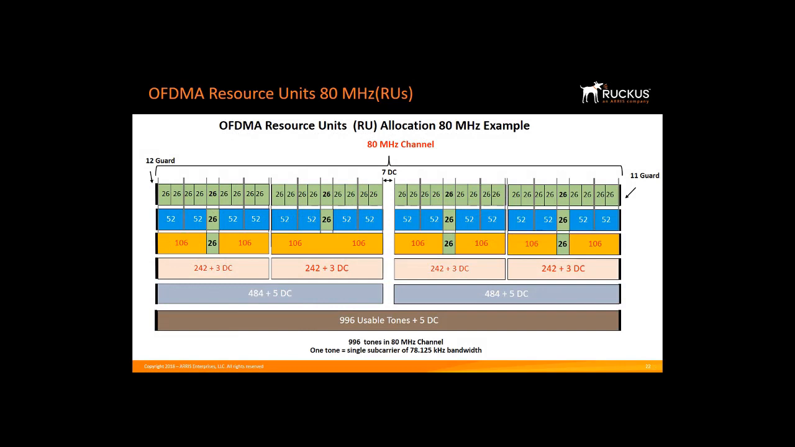Here we see the number of resource units or data tones available in an 80 MHz channel. We have up to 996 usable tones. This bandwidth can be used in dense user environments where many users would normally contend inefficiently for their turn to use the channel. This OFDMA mechanism now serves them simultaneously.